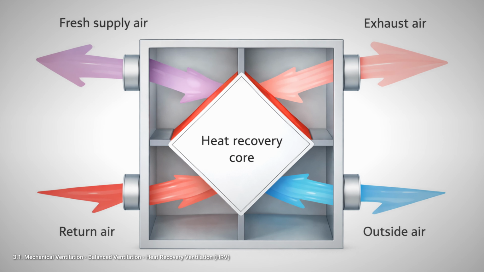In a heat recovery ventilation, or HRV, system, heat from the outgoing exhaust air is transferred to the incoming fresh air. This reduces heating demand in colder climates by recovering thermal energy that would otherwise be lost. The two air streams remain completely separate. Only sensible heat, which is the temperature energy, is exchanged, not moisture.